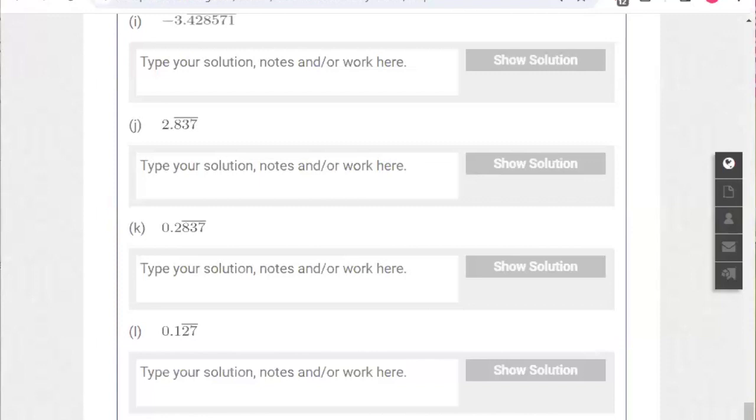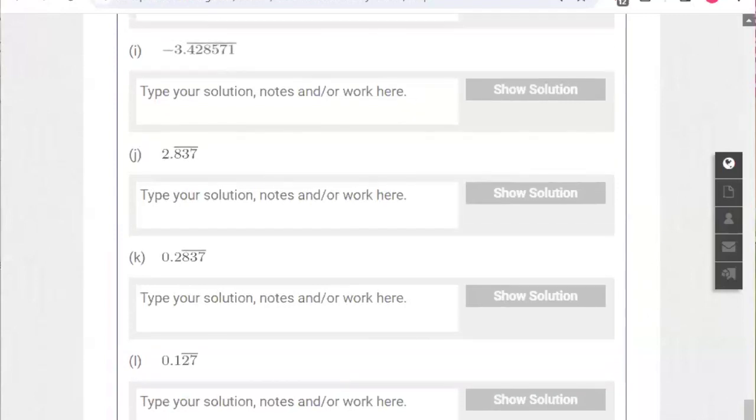Yeah. You get to choose between I, J, and K. I. You want to choose I? You want to choose the hardest one? No. That's the hardest one. Why don't we choose J? J is 2.837 repeat, yes? Yeah.